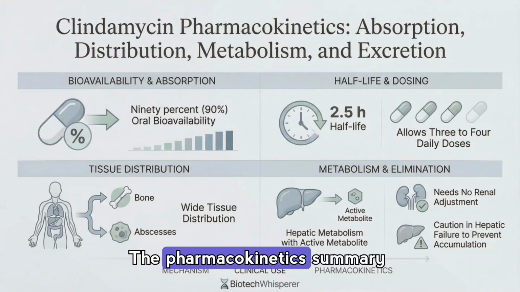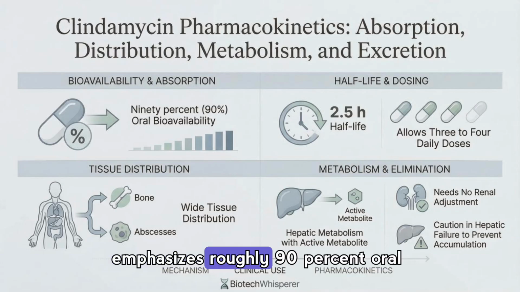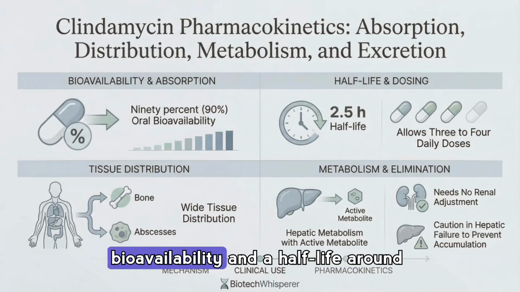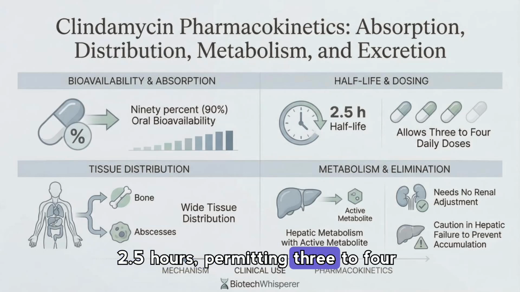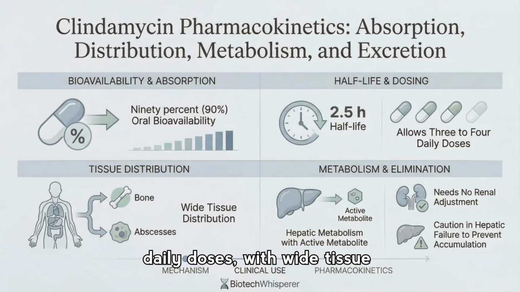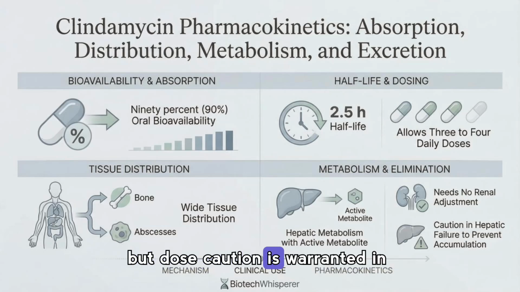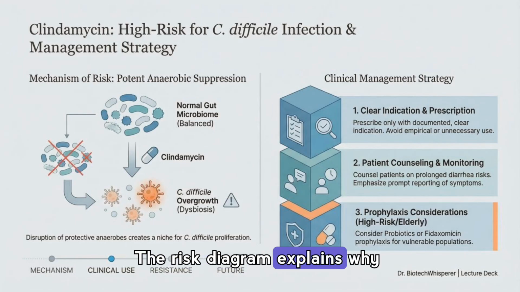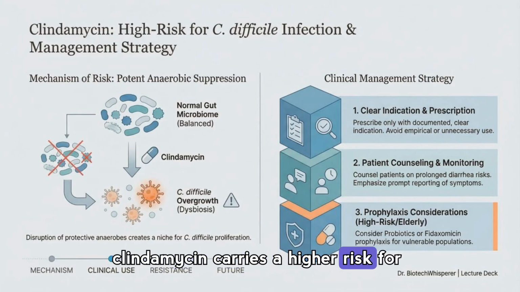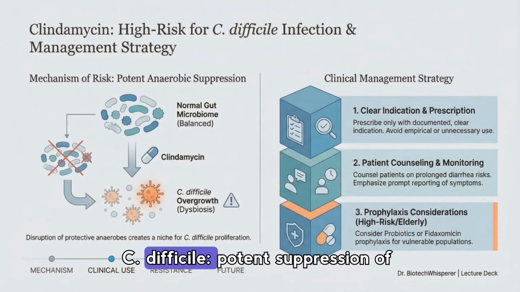The pharmacokinetics summary emphasizes roughly 90% oral bioavailability and a half-life around 2.5 hours, permitting 3 to 4 daily doses, with wide tissue distribution, including bone and abscesses. Metabolism is hepatic, with an active metabolite, so no routine renal adjustment is needed, but dose caution is warranted in significant liver impairment.